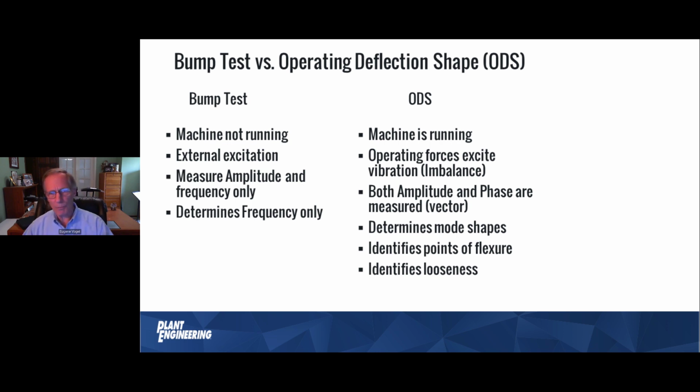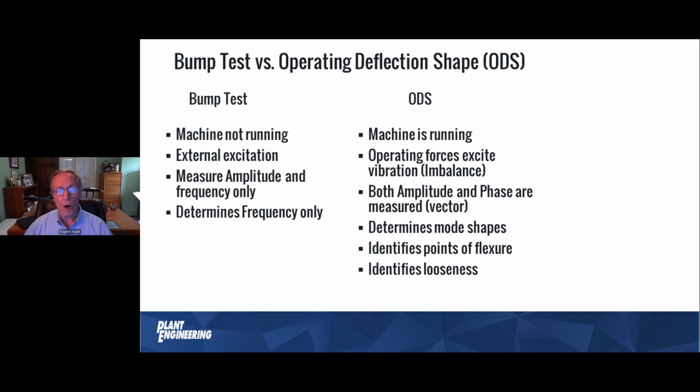We've been talking about a bump test and resonance, which is an important thing to understand, because that's one of the main reasons we get the vibration that we want to do the operating deflection shape for. So let's look at the differences between them. The bump test is done with the machine not running. You use an external excitation. You whack it with a mallet, you whack it with a block of wood. And we get primarily frequency data, amplitude and frequency data, but primarily frequency data.